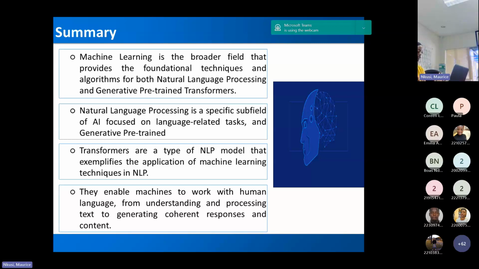In summary, machine learning is the broader field that provides the foundational techniques and algorithms for both natural language processing and GPTs. Natural language processing is a specific subfield of AI based on language-related tasks. GPT is a type of NLP model that exemplifies applications of machine learning. This enables machines to work in human language, from understanding and processing text to generating coherent responses.